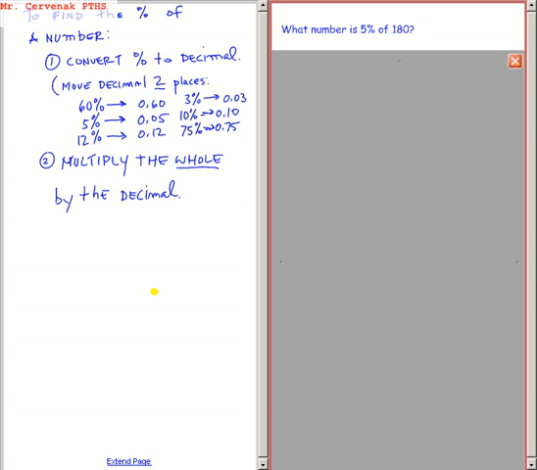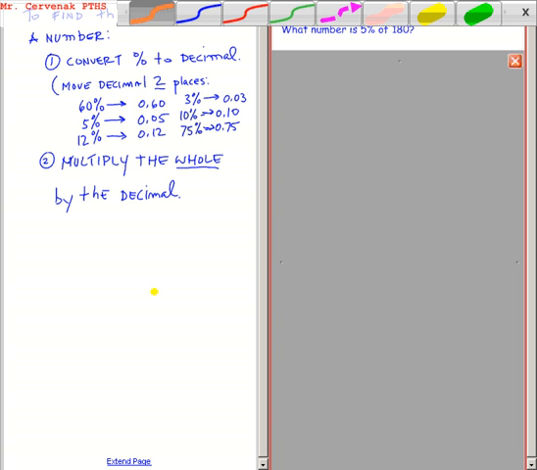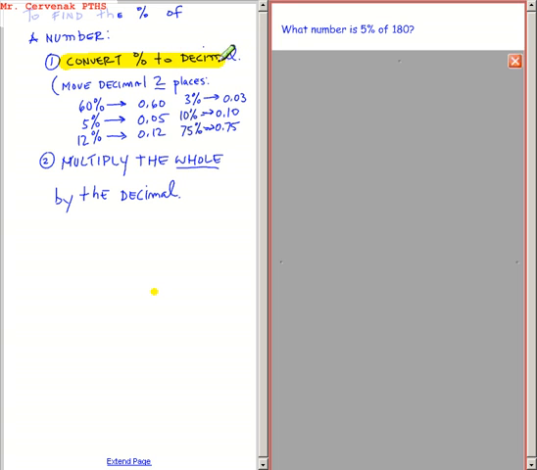Yesterday we used the ratio to solve for a specific type of percent problem. Today we're going to look at a shortcut method to solve questions like, what number is 5% of 180? In order to do this procedure, we will follow a two-step process. Step number 1, we will convert our percent to a decimal.